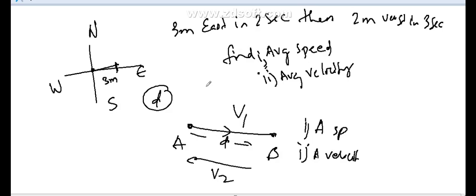What we have to find, sir? You have to find average speed and average velocity. Same question. Sir, you have given the speed. I have given speed. I have given distance. You have to find average speed and average velocity. Okay, sir.